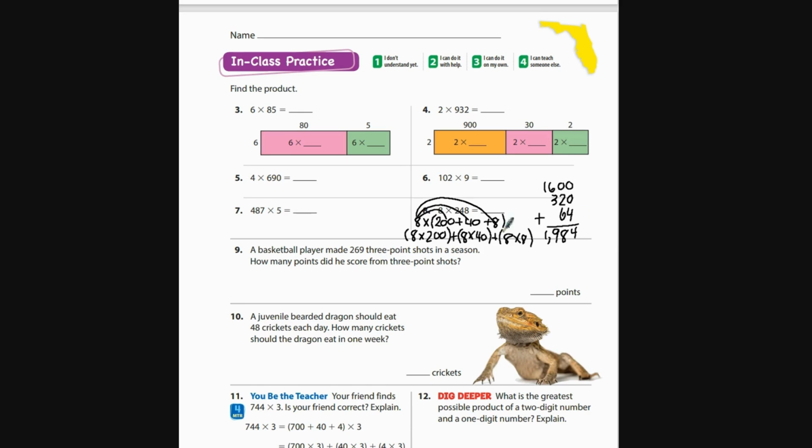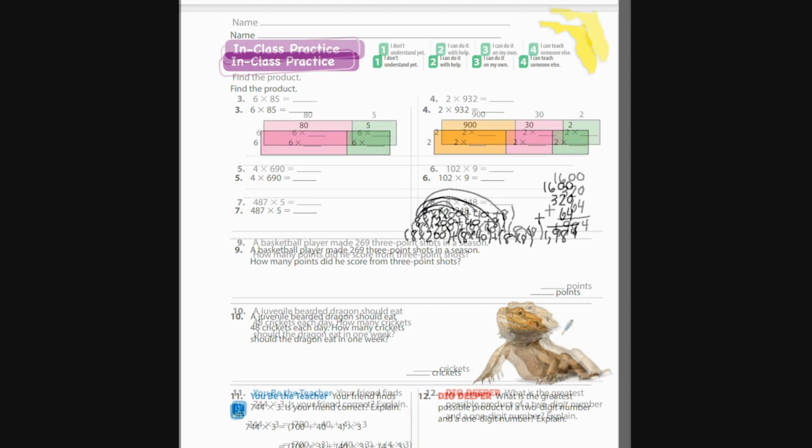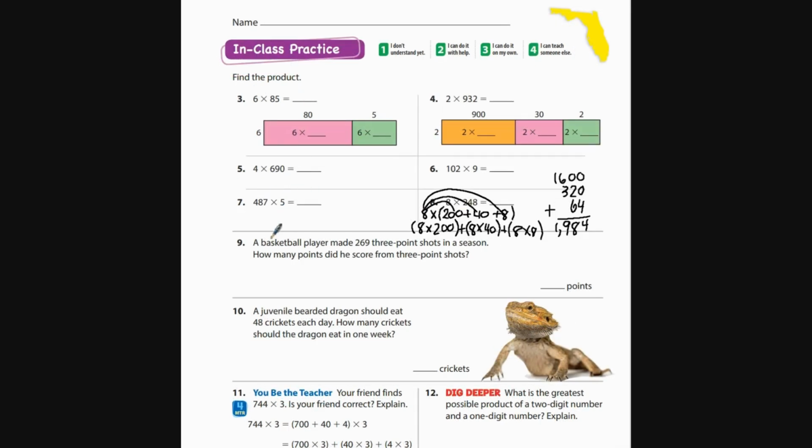Now, let's use the cube method for this one. All right. So let's read. A basketball player made 269 3-point shots in the season. How many points did he score from 3-point shots? Well, I know that we need to look at numbers, right? Let's circle important numbers. I know I'm going to have to do something with 269. Now, I don't see another number, so let me use my reading skills to figure out what they're asking me. What do I need to do with that? A basketball player made, there's nothing there.